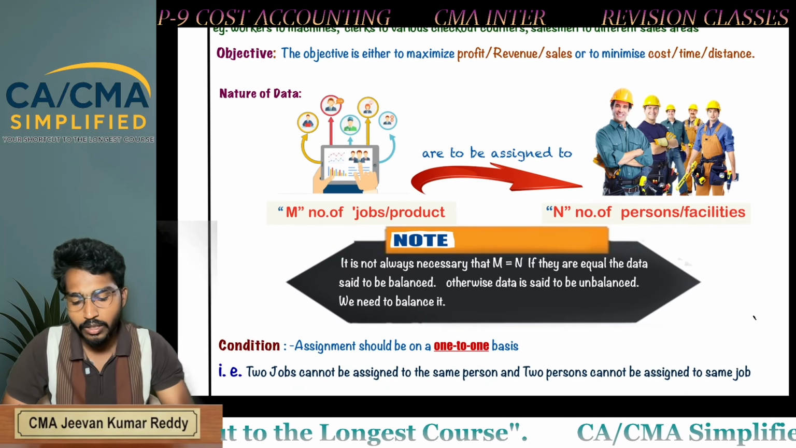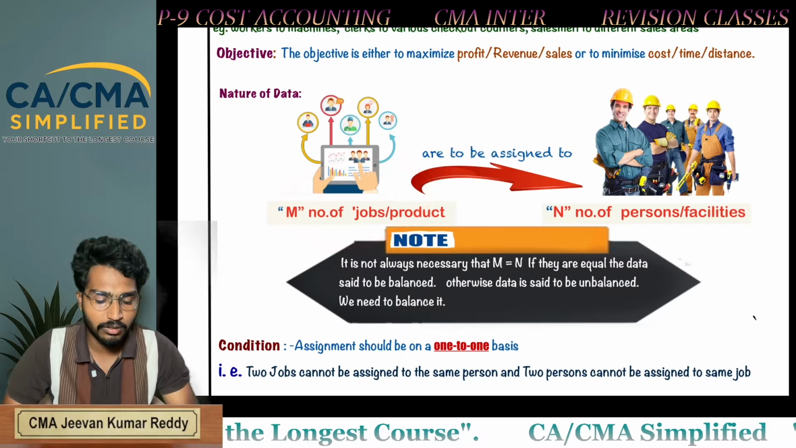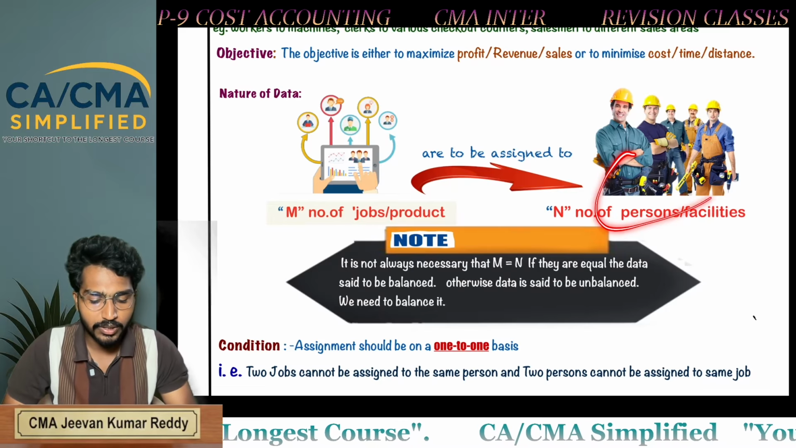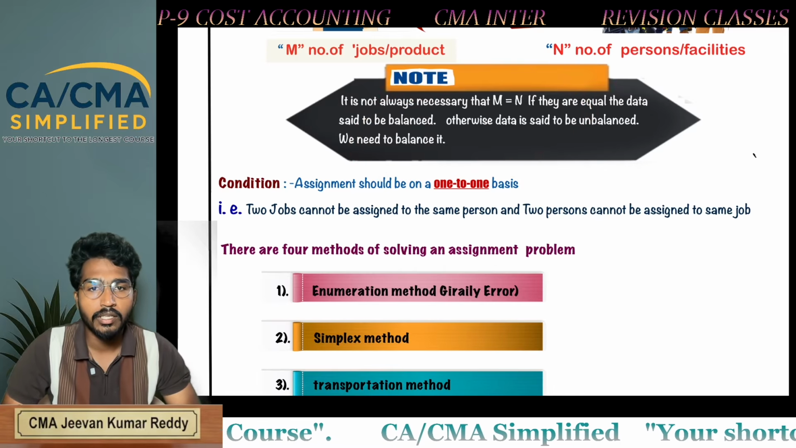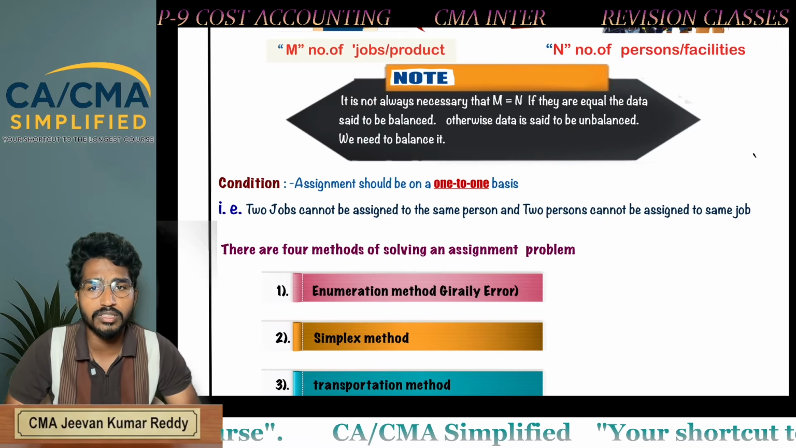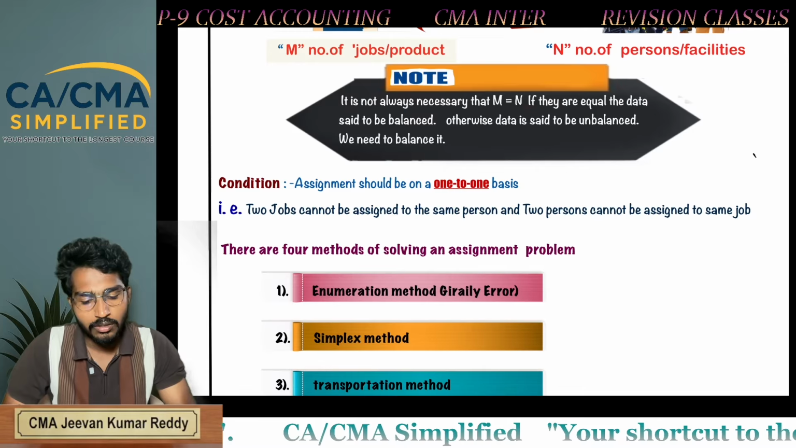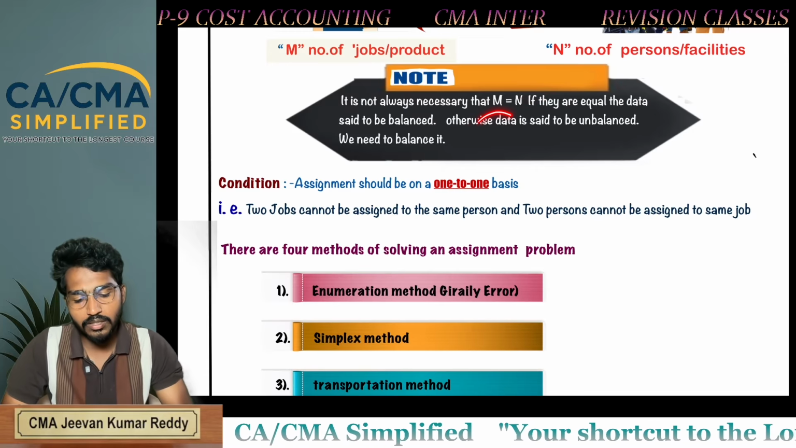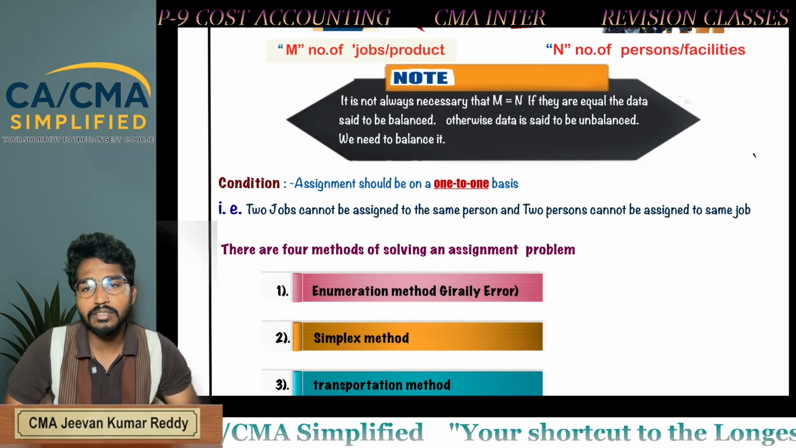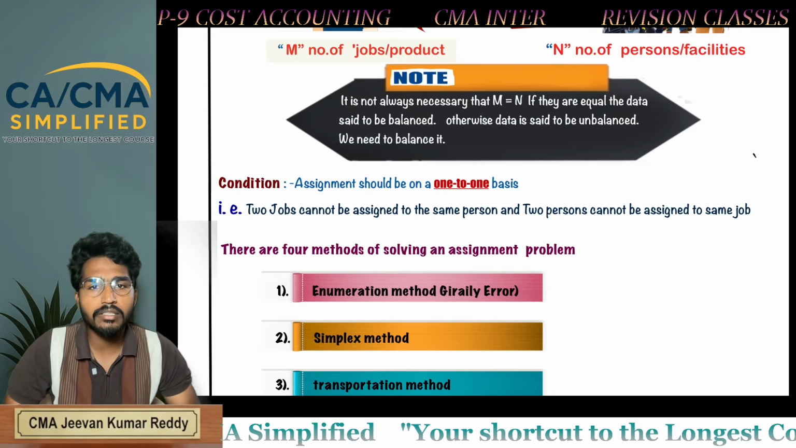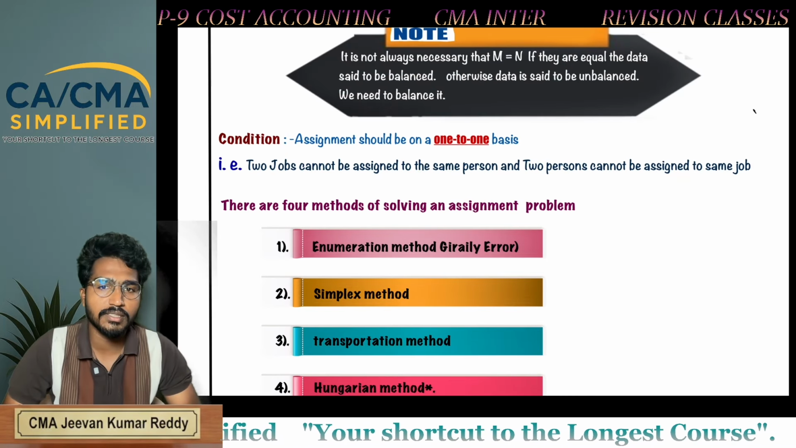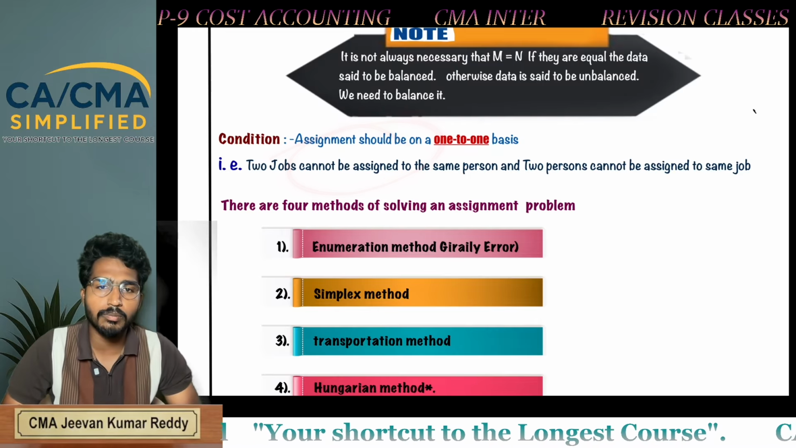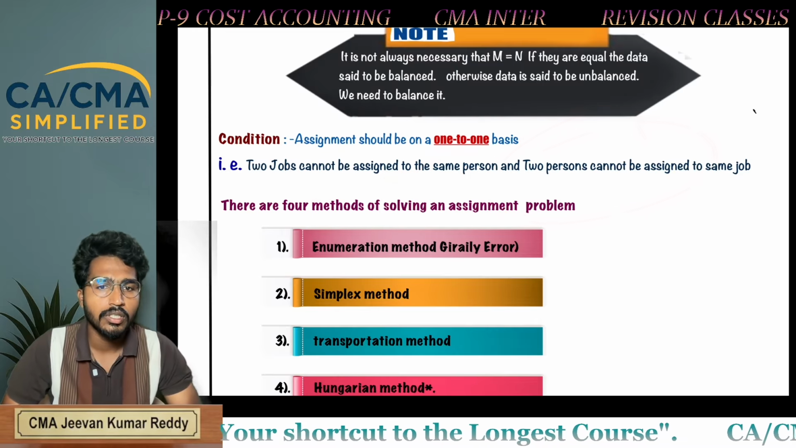In assignment, m number of jobs are assigned to n number of persons. It is not always necessary that m is equal to n. If m is equal to n, that means the number of rows is equal to the number of columns, then the problem is said to be balanced. Otherwise the problem is said to be unbalanced, and we need to balance it by adding one dummy row or column. Assignment should always be on a one-to-one basis. That means two jobs cannot be assigned to one person and two persons cannot be assigned to the same job.